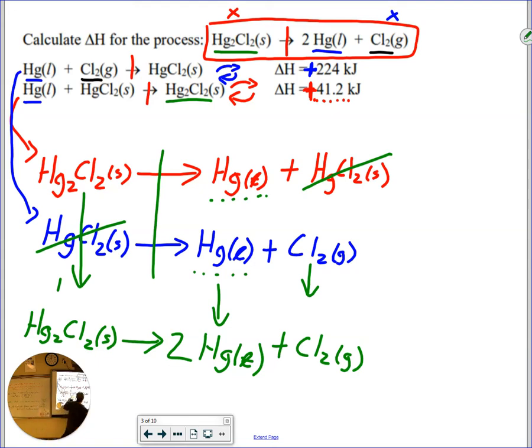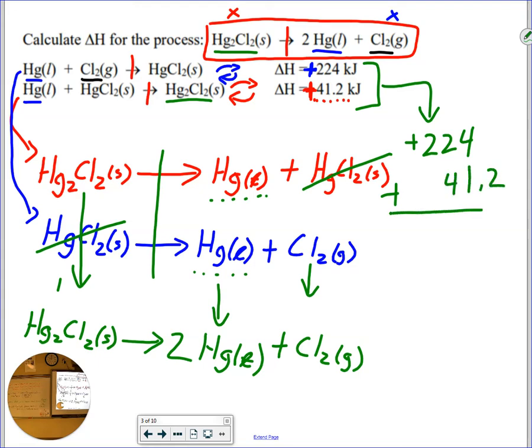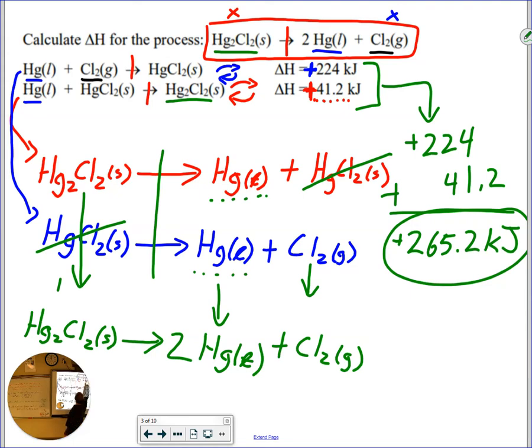The main point, though, is we're also going to do the same thing with these delta H values for each reaction. We already made them positive. Now what we're going to do is add them up. So we're going to do positive 224 plus positive 41.2, which is 265.2 kilojoules. Positive, right? Yes. Which means is energy being given off or taken in? Taken in. So this process up here is endothermic. It's absorbing that much energy.